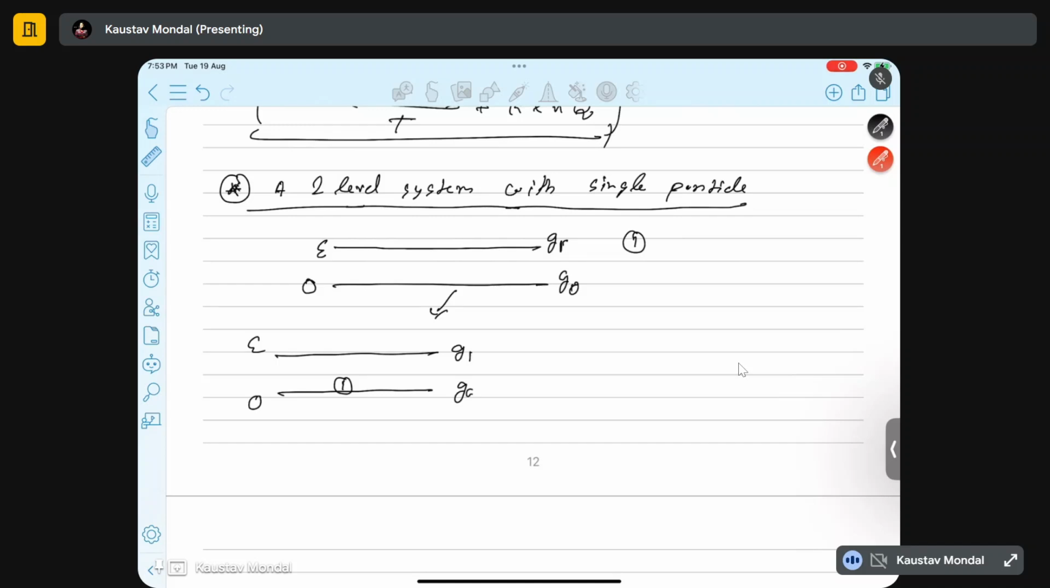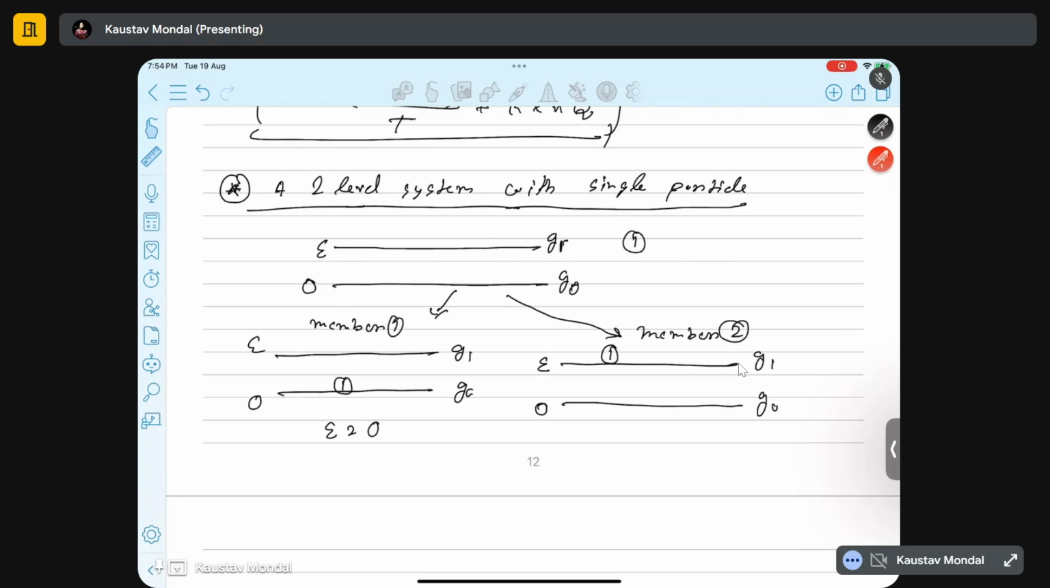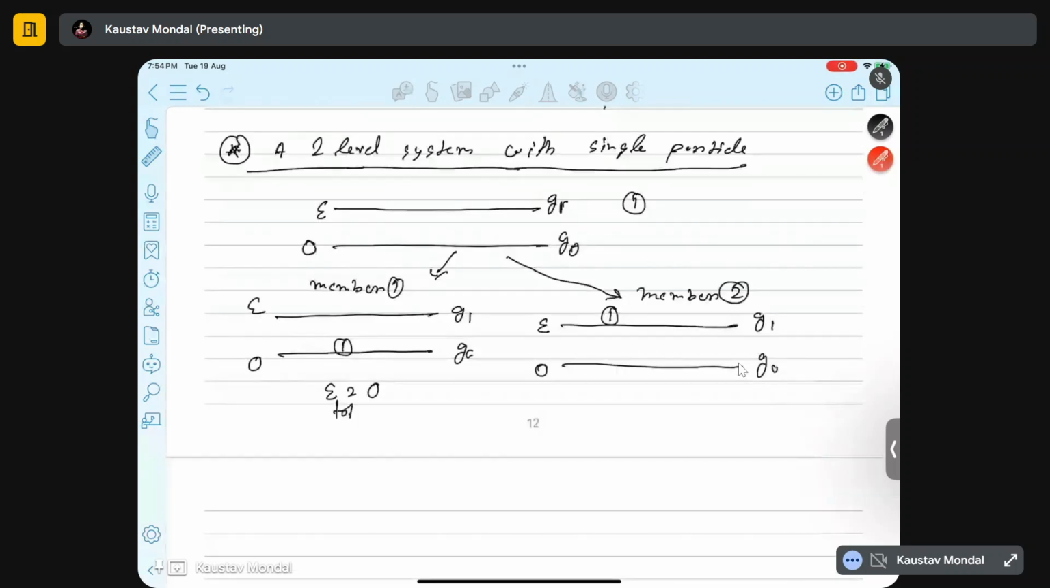This would be one ensemble with total energy 0, right? And this is the members of the ensemble: this is member 1, this is member 2. The second member of the ensemble would be where the particle is in the excited state, and the ground state remains vacant. So here the total energy is 0, and here E total is epsilon, right?